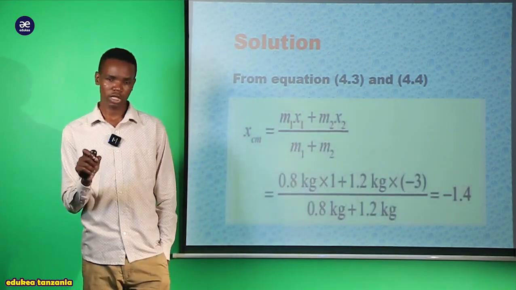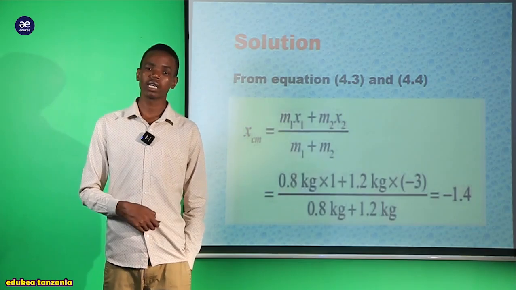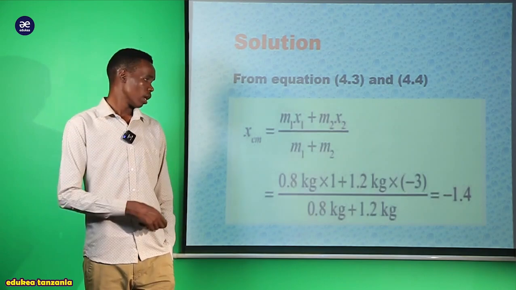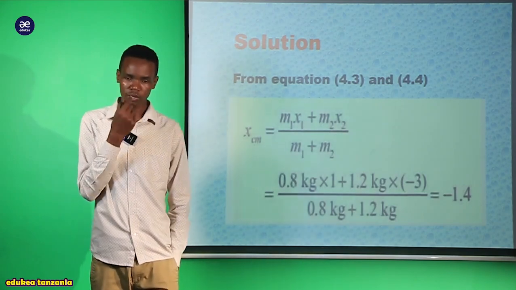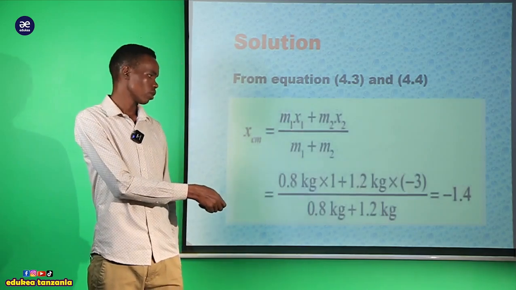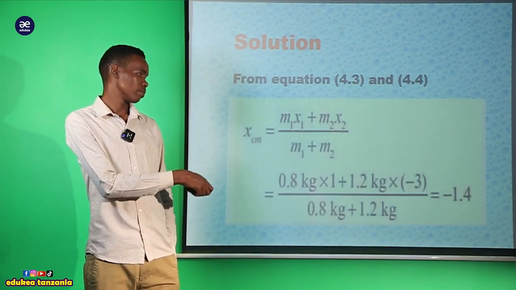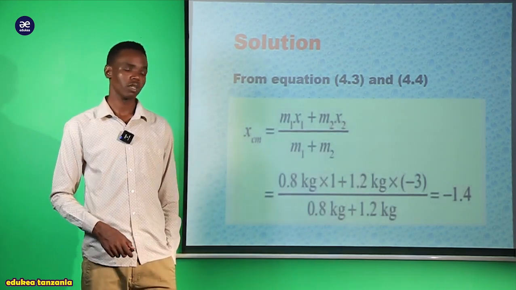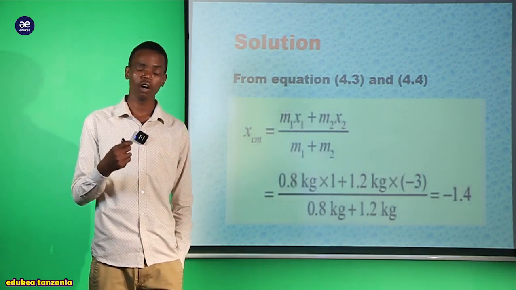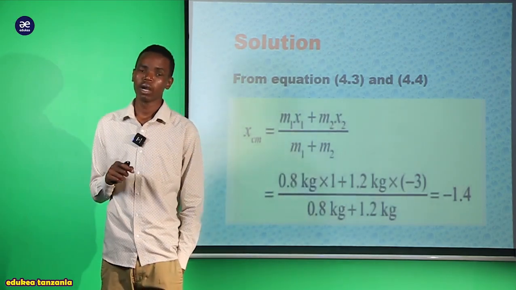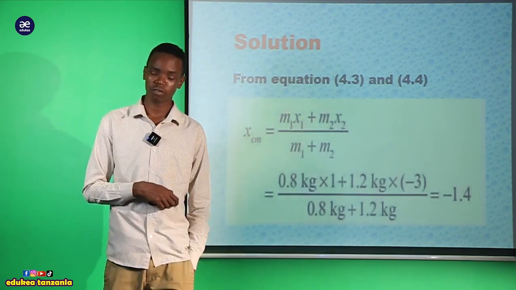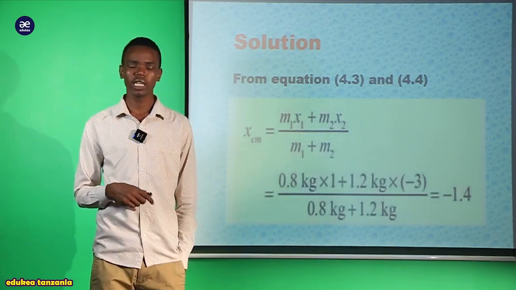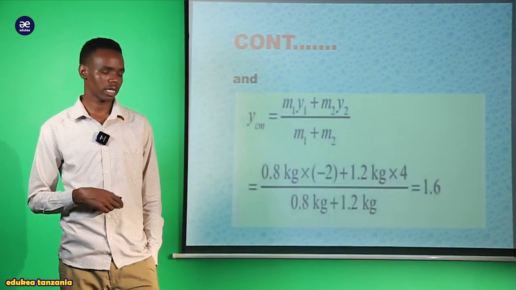We divide by the summation of their masses. It means 0.9 kg added to 1.2 kg. If we simplify, my dear student, the sin t, because it is found at the top and also at the bottom here, it may cancel out. In the end we get the coordinate, it means the center of mass along the x-axis must be equal to -1.4.